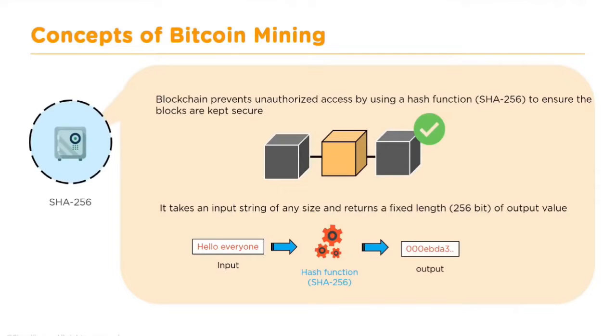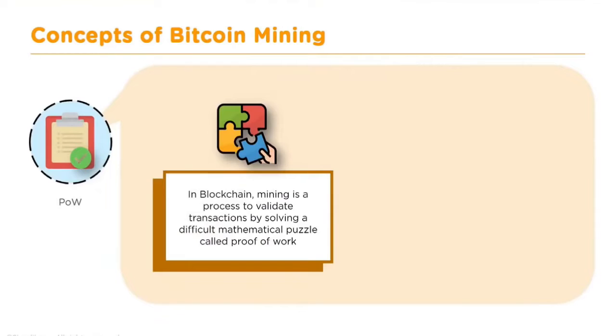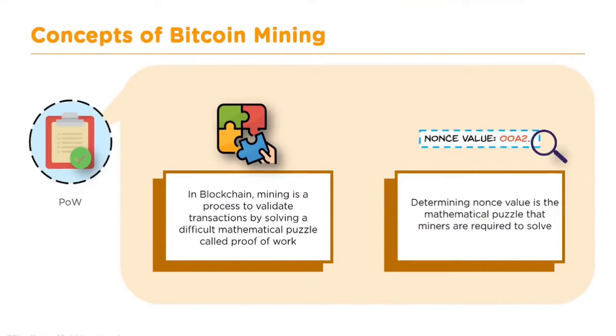You cannot derive the input reversely from the output that you have generated. And third is the proof of work. In blockchain, mining is a process to validate transactions by solving a difficult mathematical puzzle called proof of work. Now, in order to do that, the primary objective of the miner is to determine the nonce value, and that nonce value is the mathematical puzzle that miners are required to solve in order to generate a hash which is less than the target defined by the network for a particular block.